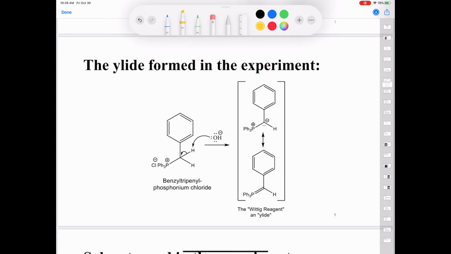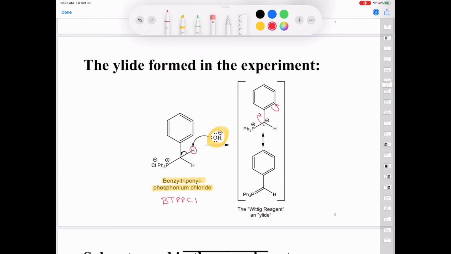The ylide formed in our experiment will be formed from benzyl triphenylphosphonium chloride. And instead of treating this benzyl triphenylphosphonium chloride with n-butyllithium, we're going to treat it with sodium hydroxide. And the reason why we can use sodium hydroxide as a base is because the ylide that's formed is resonance stabilized. You should be able to draw all the resonance contributors starting with a couple of arrows like that.